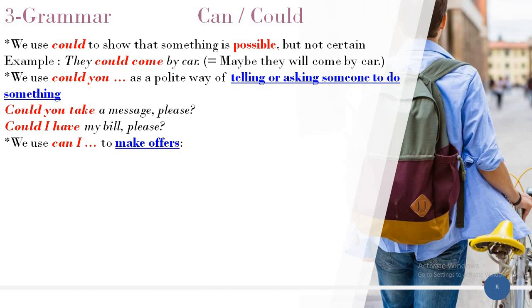And the third use is with can. We use can I to make offers. Example, can I help you? So this is an offer of helping. Good. Can I do that for you? Okay, this is a second offer of help.